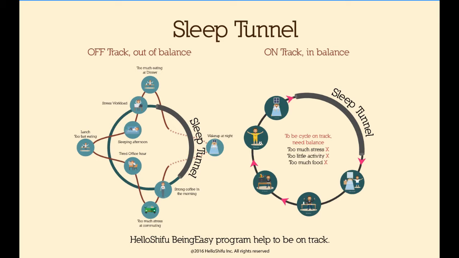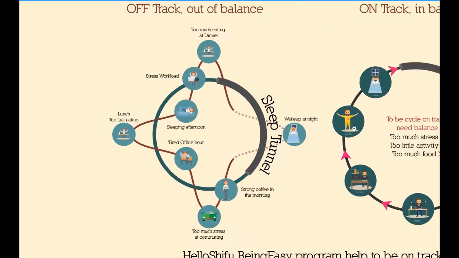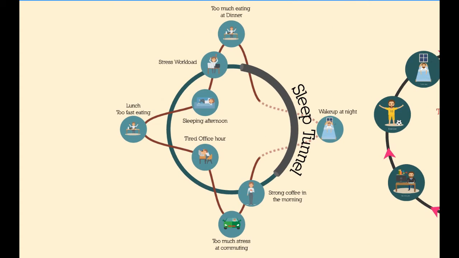The left circle is out of balance. The right circle is in balance. All day we swing between hyper and hypo. Hyper is when we do too much. Hypo is when we do too little. This yo-yo effect is very common in modern life. When we are doing too much, we need a short power rest. When we are doing less, we need to do gentle activities.